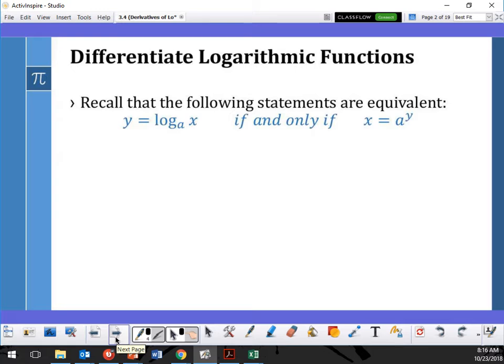Differentiating logarithmic functions. Recall the following statements are equivalent. Whenever you could actually take a log and turn it into an exponential, this is helpful. This is algebra. If you don't know this one off the top of your head, then circle it, highlight it, tattoo it on your arm as you need be. Okay?